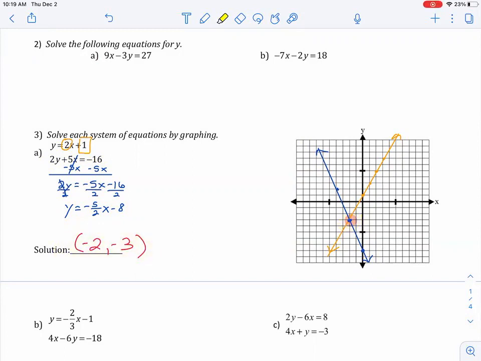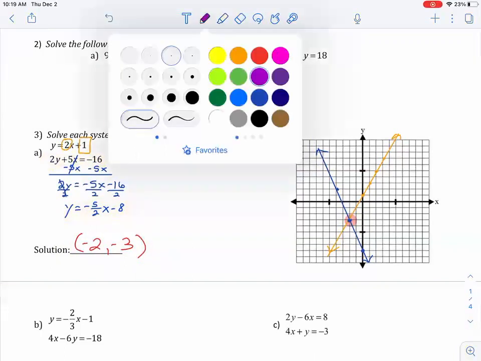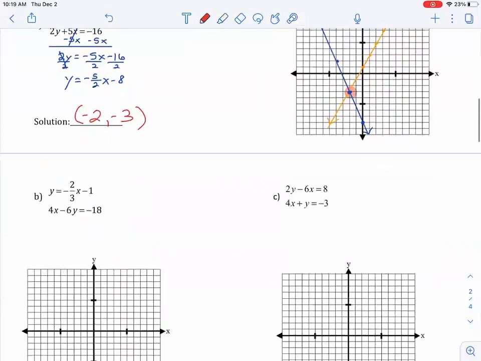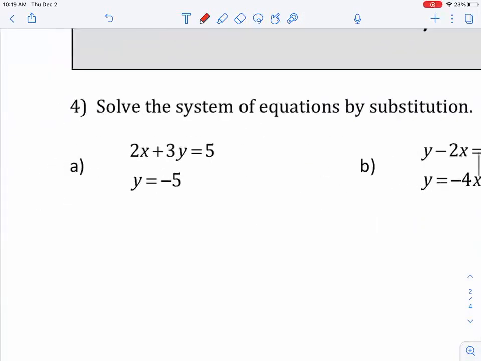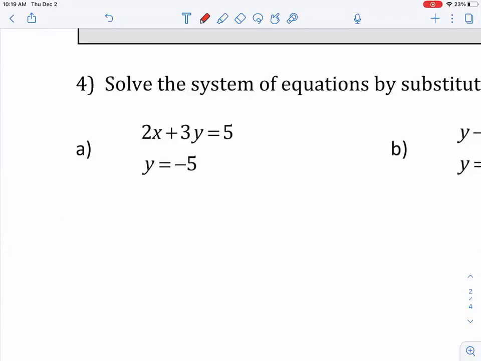So that's one way of solving a system, but we're going to do a different way today. Today, we are going to solve systems not by graphing, but by substitution. So here is a system, okay? We have two equations. We're trying to figure out what is the x and y value that makes both of these true.